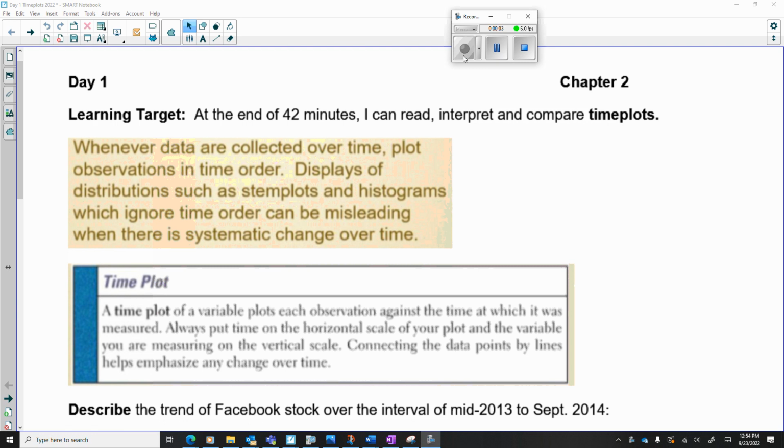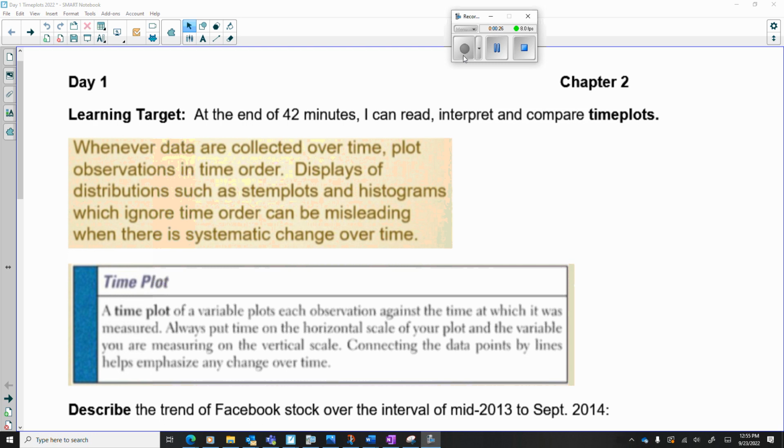Hi everyone, this is our first video for chapter 2, and this is another type of graph that we haven't seen yet. It's going to be a quick video and then you guys are going to practice. So this is going to be in your day 1 chapter 2 files in the classwork section, and today we're going to talk about how to read, interpret, and compare time plots.